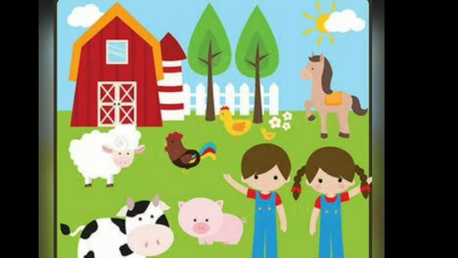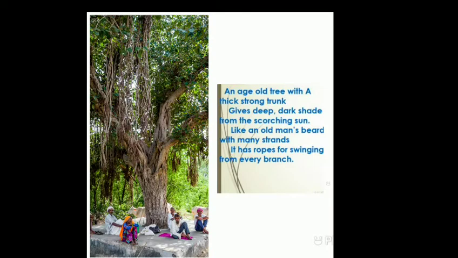Like see students, as you are kids, you all depend on your parents to fulfill your needs. They provide you food, shelter, shoes, socks, a pencil box, books, and what not, all things they provide you. So this is called interrelationship. Now students, we will start the lesson with a riddle to solve.